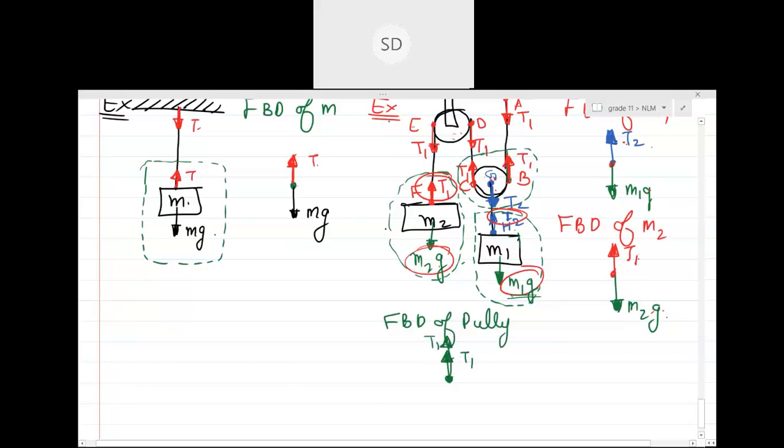And can you see one T2? Can you see this blue one? This blue T2 is acting in the downward direction. So T1 is upward and T2 is in the downward direction. Now is it clear, guys, how to draw the free body diagram? That's easy, yeah. It is easy.